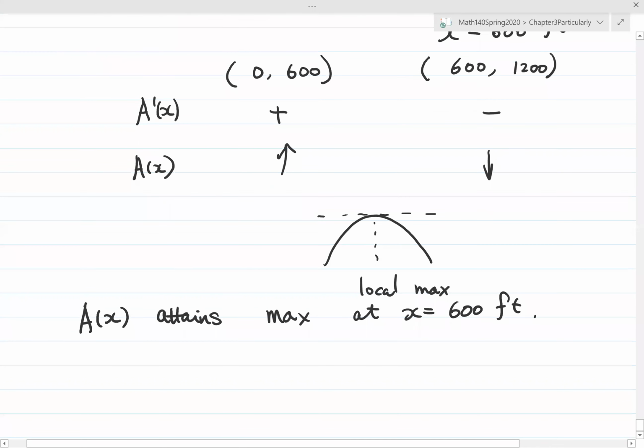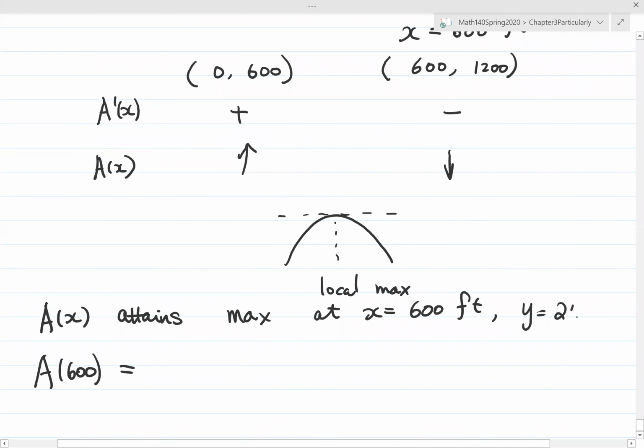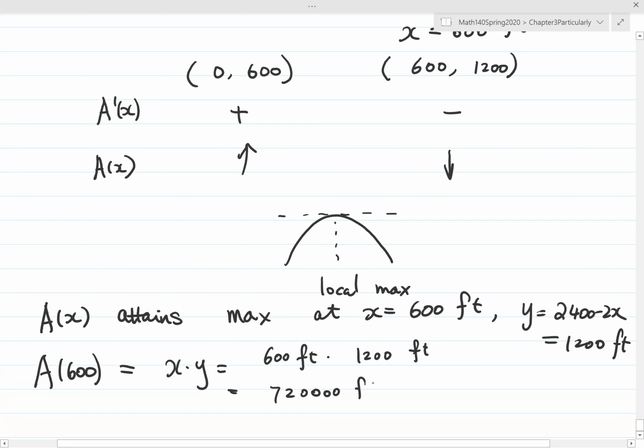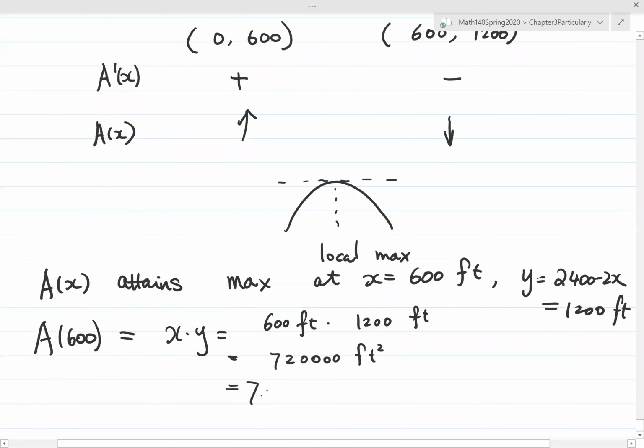Then we find the area A of 600. In this case we can find y: y is 2,400 minus 2x, which is 1,200. So the area is x times y, which is 600 feet times 1,200 feet. You get 720,000 feet squared, which is 7.2 times 10 to the 5 feet squared. This is the maximum area that the farmer can ideally get.